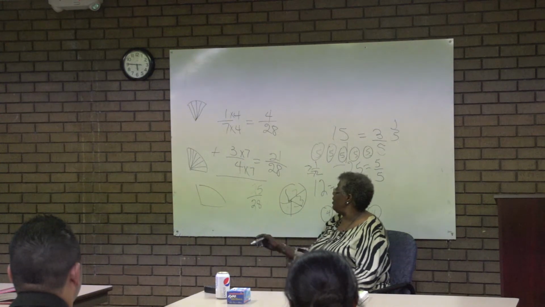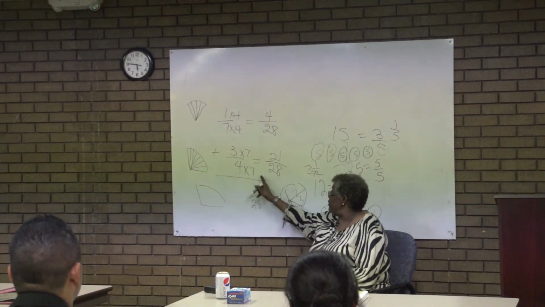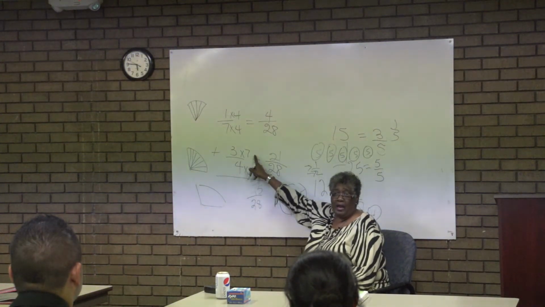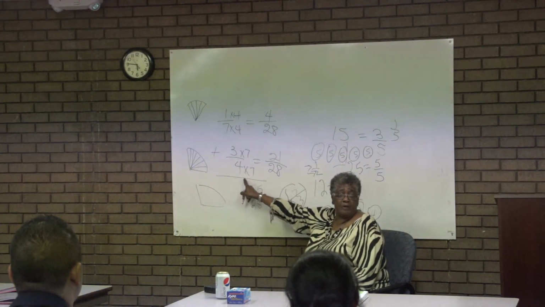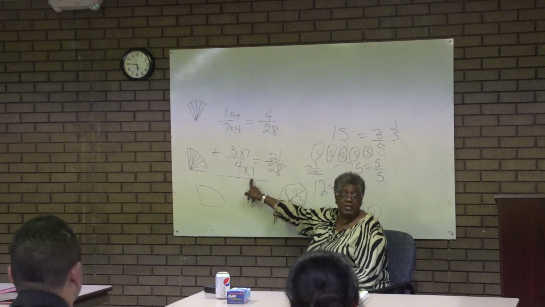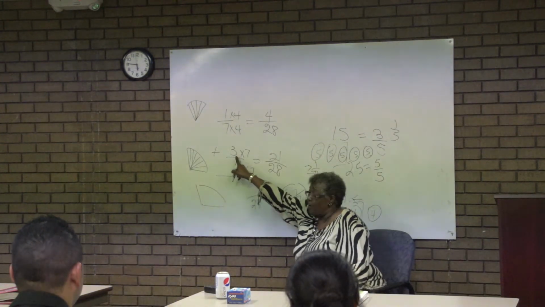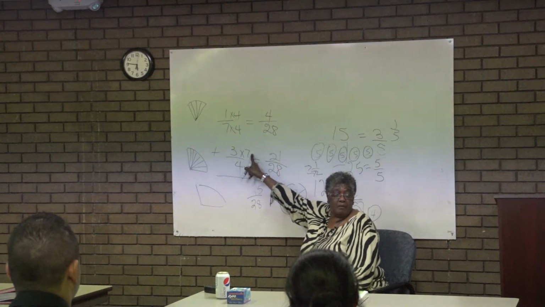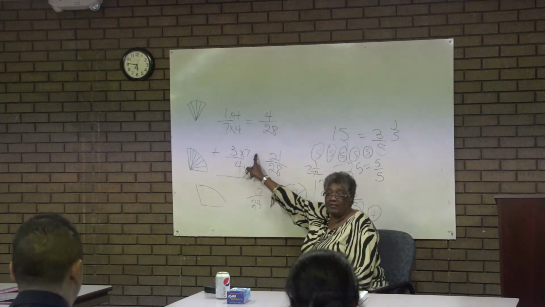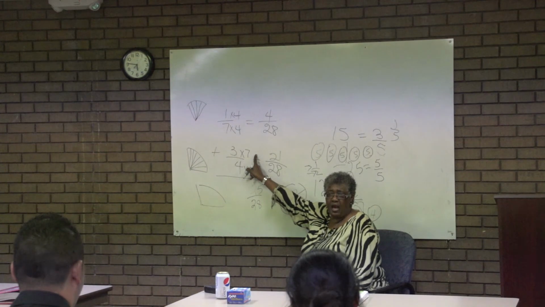And then people say, there are people who teach that whatever you do to the bottom, you do to the top. I don't want to teach you like that. I want you to understand that if I cut each fourth into 7 pieces, for every fourth that I used to have, I'm going to now have 7 pieces, because I had to cut each one of them 7 times. You see what I mean? It's got to make sense.